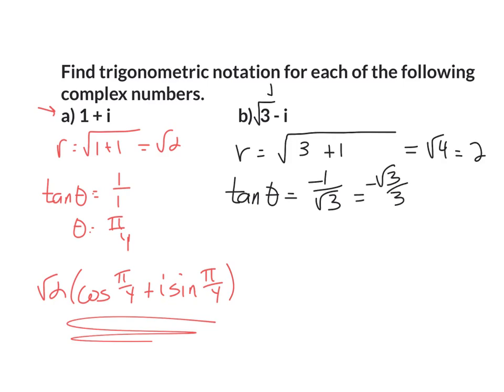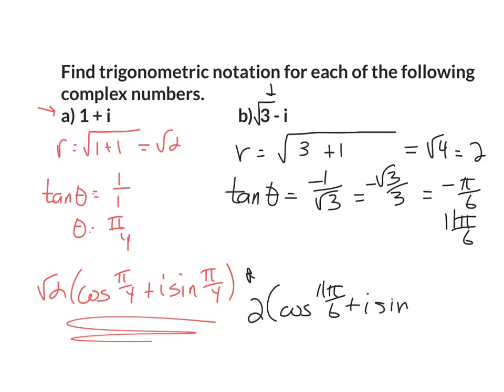Now think about what this is. Square root of 3 minus, that's actually quadrant 4. So that means the reference angle would be negative pi over 6. So when I write this out, it'll actually be 11 pi over 6 in quadrant 4. We don't want to put a negative angle in there. So I'm going to say r is 2 times cosine 11 pi over 6 plus i sine 11 pi over 6.